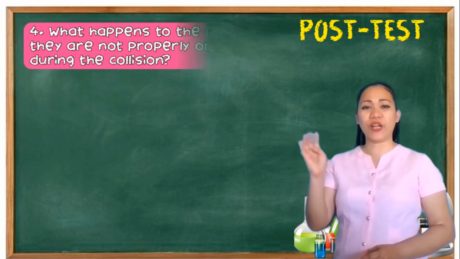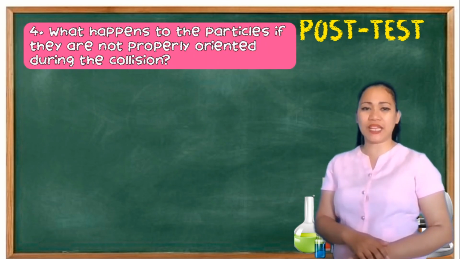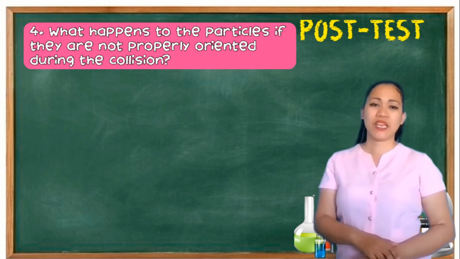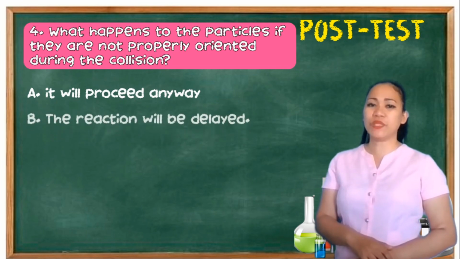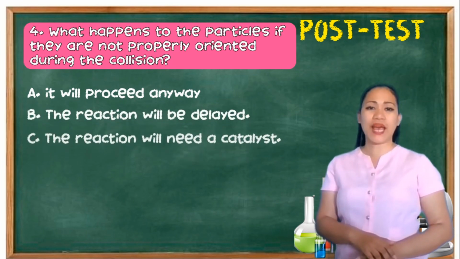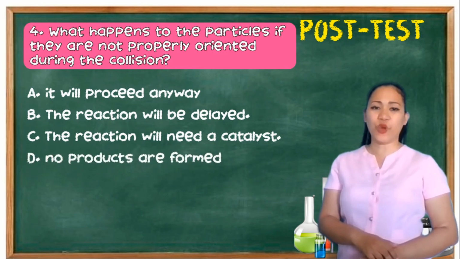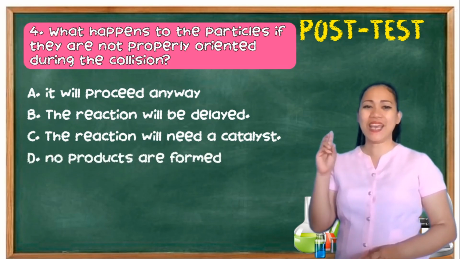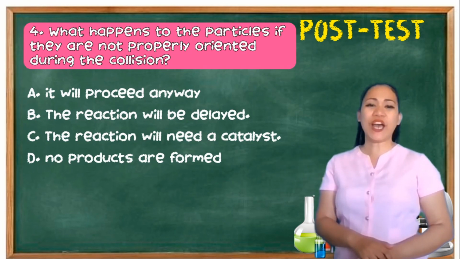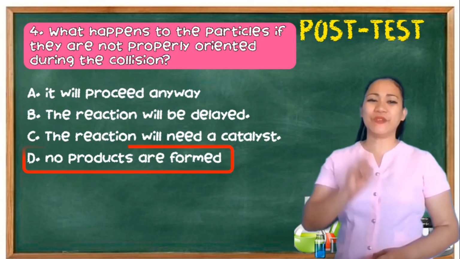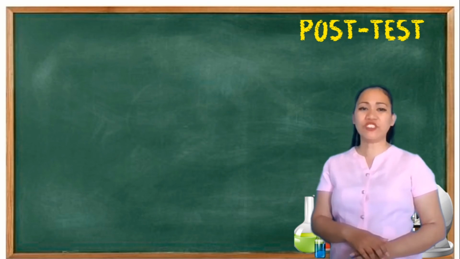Question number 4. What happens to the particles if they are not properly oriented during the collision? A. It will proceed anyway. B. The reaction will be delayed. C. The reaction will need a catalyst. And D. No products are formed. Is it A, B, C, or D? If your answer is letter D, you are correct. No products are formed.